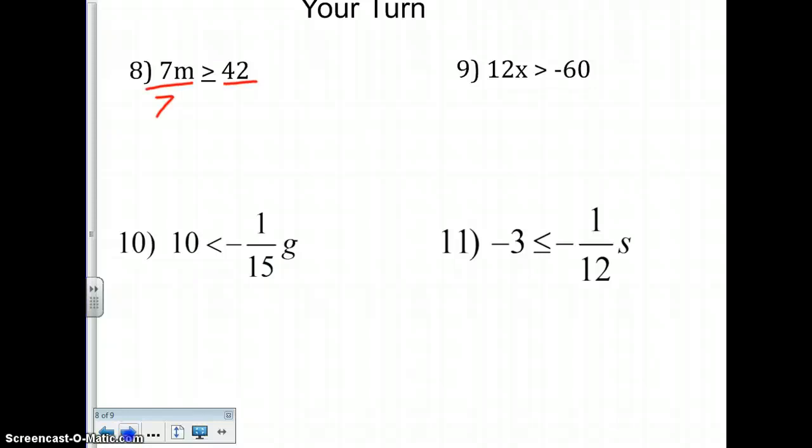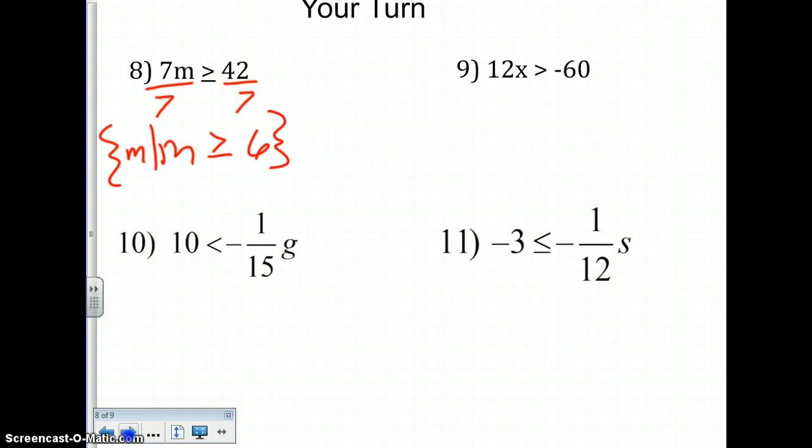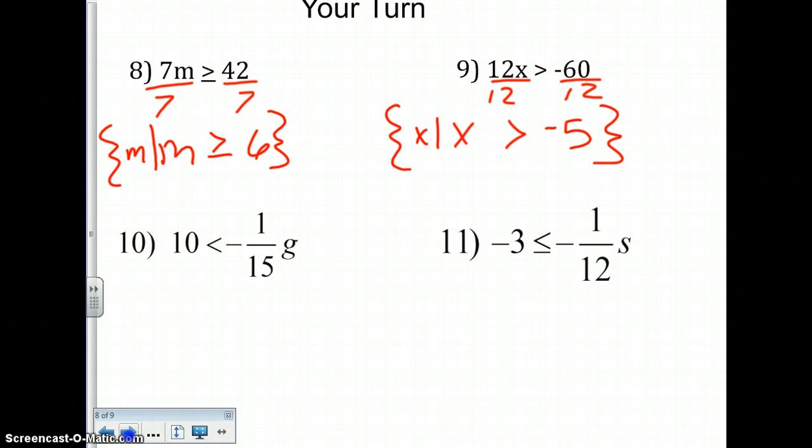So in this one, divide by 7. M is greater than or equal to 6. Again, if we put it into set builder notation, it would look like that. Number 9, divide by 12, divide by 12. The number I'm dividing by is a positive number, so I don't need to change my inequality. Negative 60 divided by 12 is negative 5. In set builder notation, it would look like that.